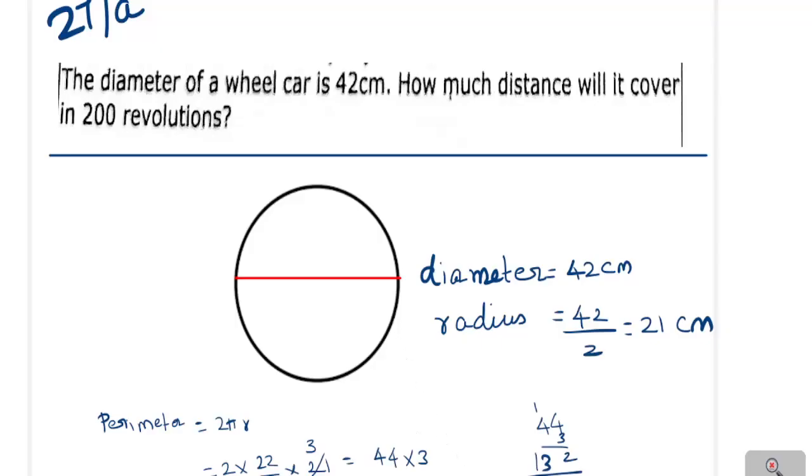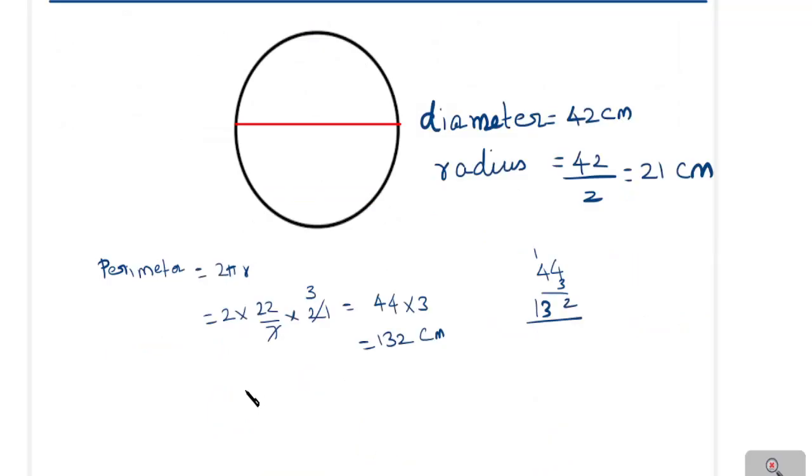So they ask for 200 revolutions. So for 200 revolutions, 132 into 200.